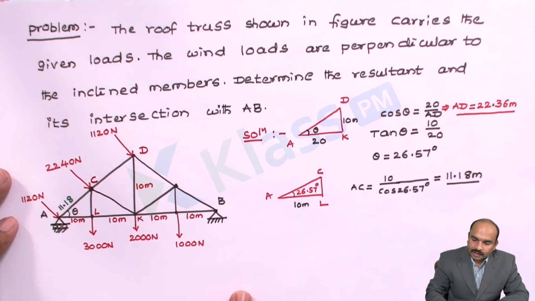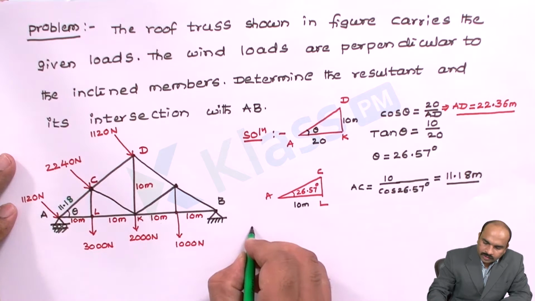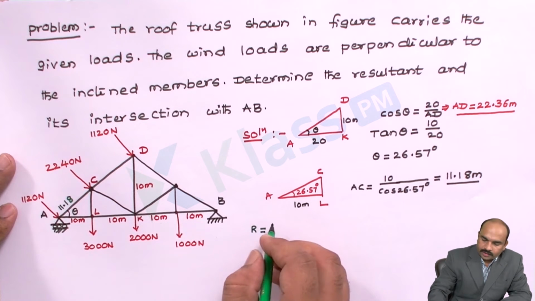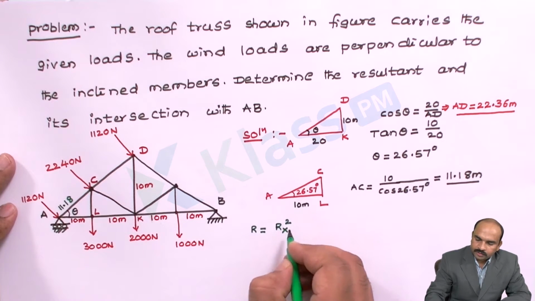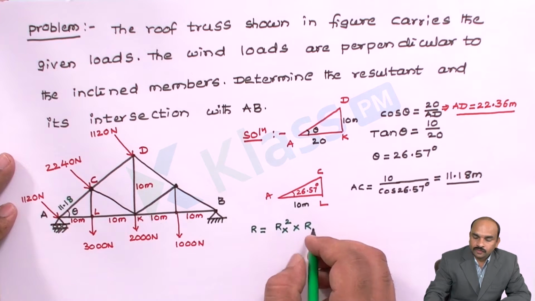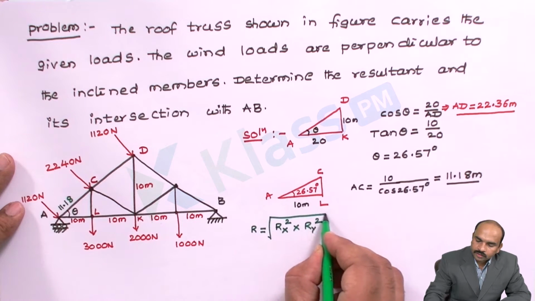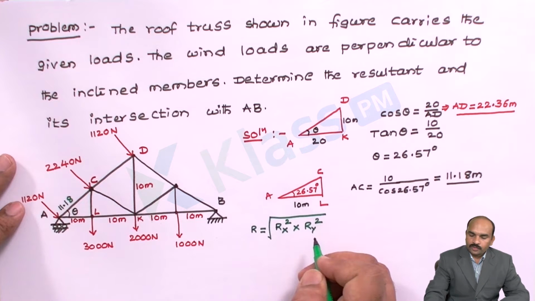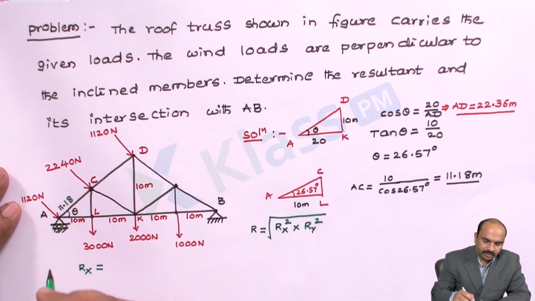Now we know all the angles and all the distances. So let us calculate the resultant of all these forces first. We know the resultant R is equal to the square root of the sum of all the forces in x, Rx whole square, plus the sum of all the forces in y, Ry whole square. So this is the formula we will be using to calculate the resultant of all the forces. Now first let us calculate Rx. See, this is the sine theta.